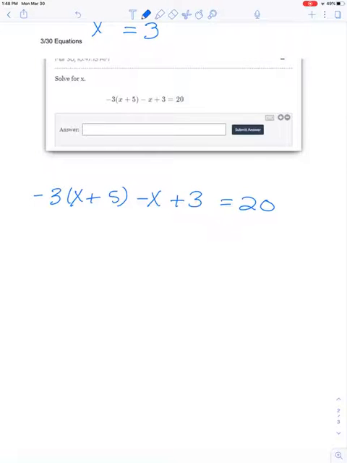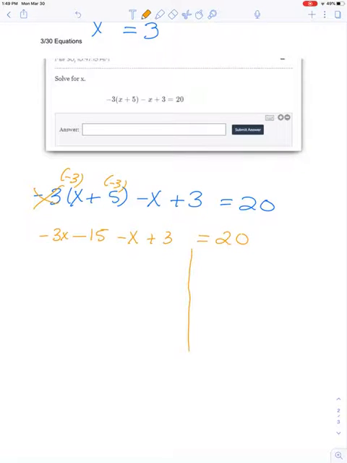Okay, so we're going to start with distributive property first. So we're going to take this negative 3 here, negative 3 here. Negative 3 times x, negative 3x. Negative 3 times positive 5, so a negative and a positive, I'm going to get a negative, and 3 times 5 is 15. Everything else stays the same because there's no more distributive property.